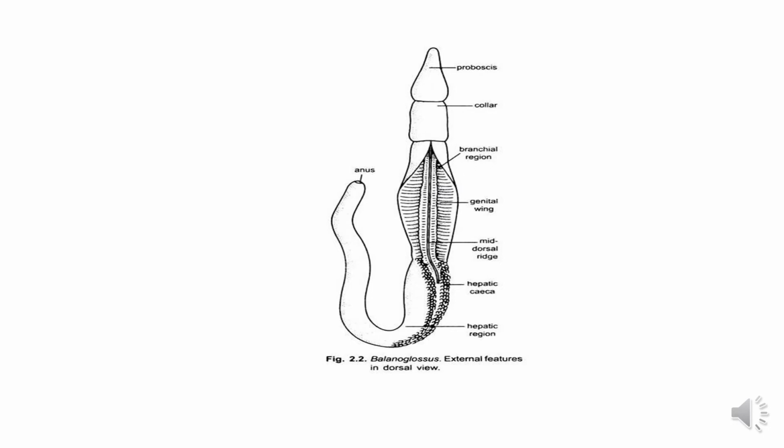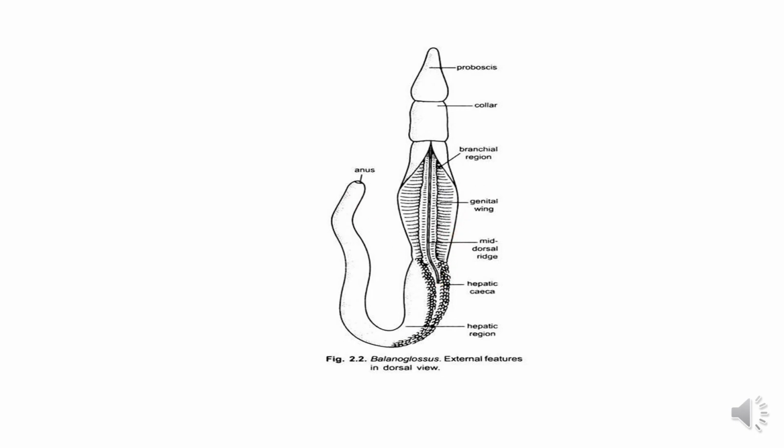So this is a dorsal view of Balanoglossus. It has a proboscis, collar, and branchial region. Down from it are the genital wing, mid-dorsal ridge, hepatic caeca, hepatic region, and the anus. So proboscis, collar, and trunk. And basically the trunk is the longest part, which has some features.